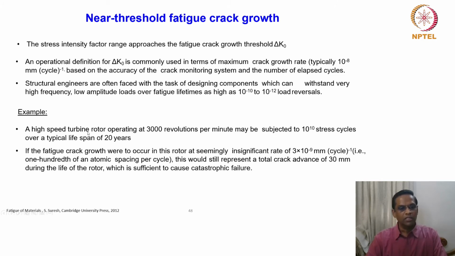For example, a high-speed turbine rotor operating at 3000 revolutions per minute may be subjected to 10 to the power 10 stress cycles over a typical lifespan of 20 years. Suppose if the fatigue crack growth were to occur in this rotor at a seemingly insignificant rate of 3 into 10 to the power minus 9 mm per cycle, that is 1/100th of an atomic spacing per cycle, this would still represent a total crack advance of 30 mm during the life of the rotor, which is sufficient to cause a catastrophic failure. So this clearly demonstrates why we need to worry about the fatigue threshold delta K values. That is one idea.